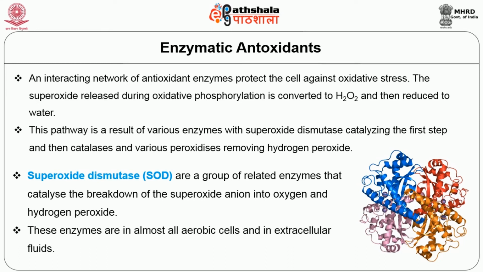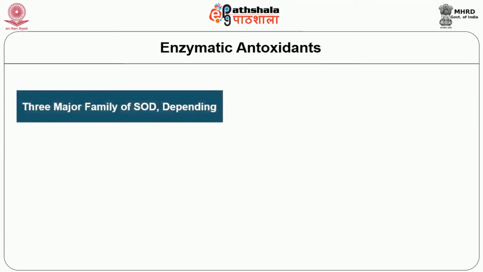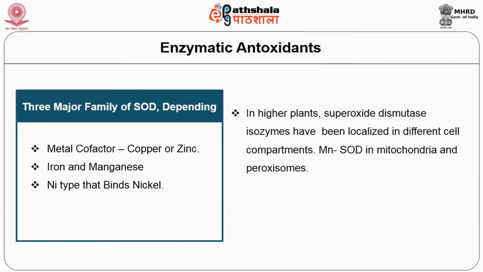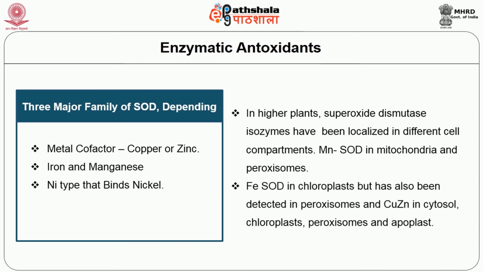These enzymes are in almost all aerobic cells and in extracellular fluids. There are three major families of superoxide dismutase, depending on the metal cofactor: copper or zinc, iron and manganese, and finally nickel. In higher plants, superoxide dismutase isozymes have been localized in different cell compartments. Manganese SOD in mitochondria and peroxisomes, iron SOD in chloroplasts but also detected in peroxisomes, and copper-zinc SOD in cytosol, chloroplast, peroxisomes and apoplast.